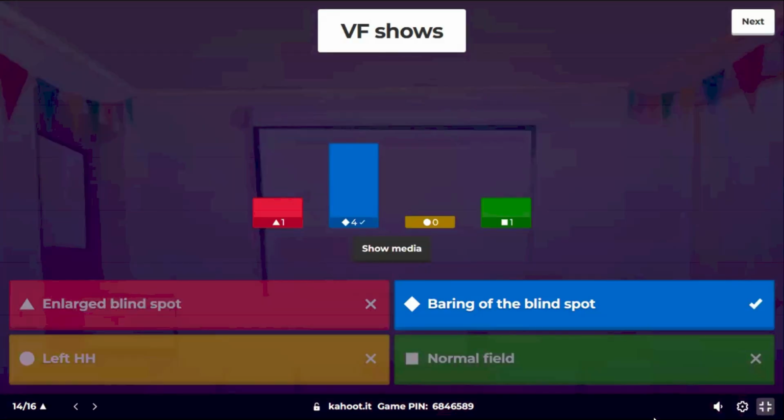Okay, nice. 4 out of 6, I think, answered correctly. If you know, the blind spot is a scotoma surrounded by a normal visual field. So in the previous field, there is an isopter excluding the blind spot. So the blind spot is outside the seeing area. So baring of the blind spot means exposed, one of the findings in glaucoma.